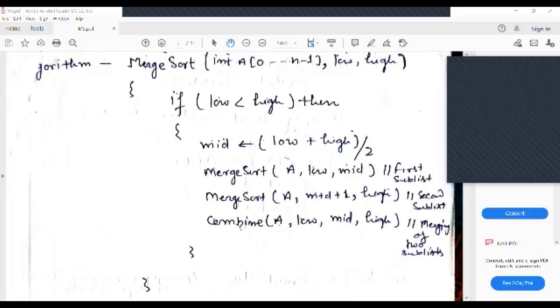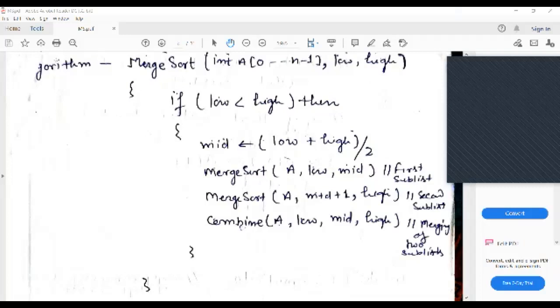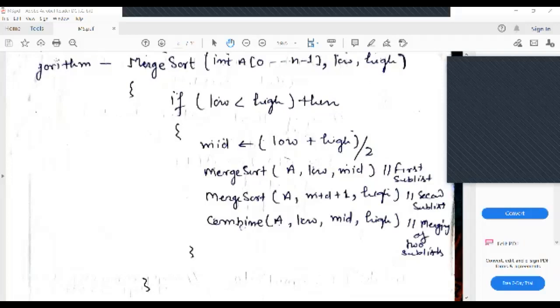So there are 2 parts. As soon as you have calculated mid, which is equal to (low plus high) divided by 2, you call merge sort for the first half and the second half. The first half contains the elements from low to mid, and the second half contains the elements from mid plus 1 to high. Again, just see how this recursion works. It will call merge sort again, the subproblem will be divided into 2 problems, and the same thing will be repeated. This is how recursion works.